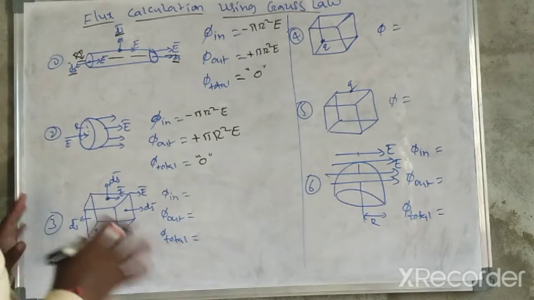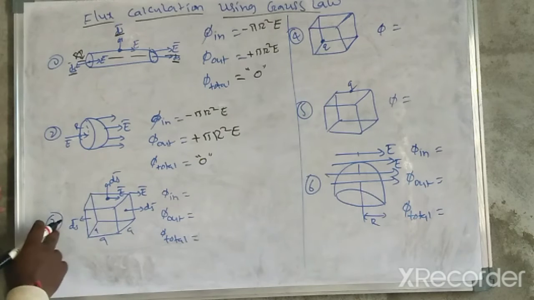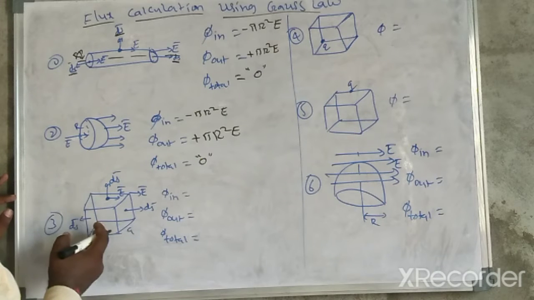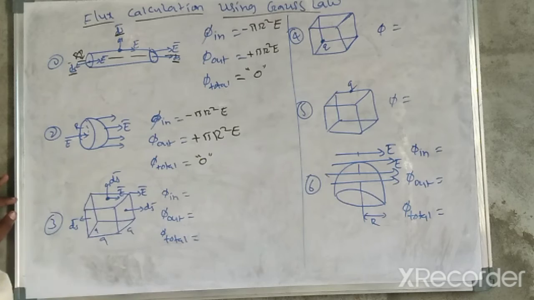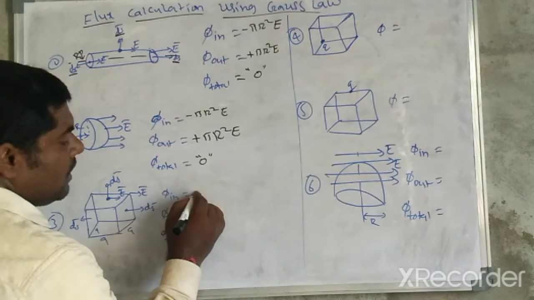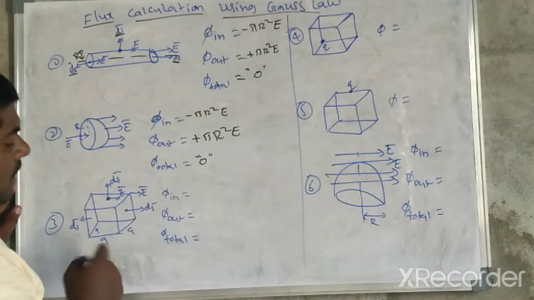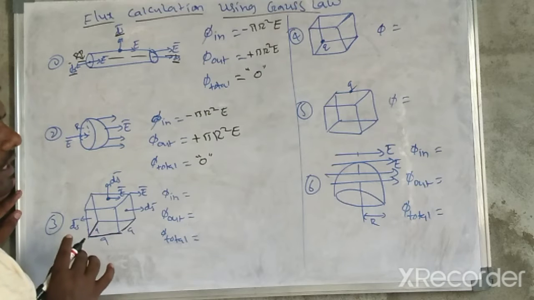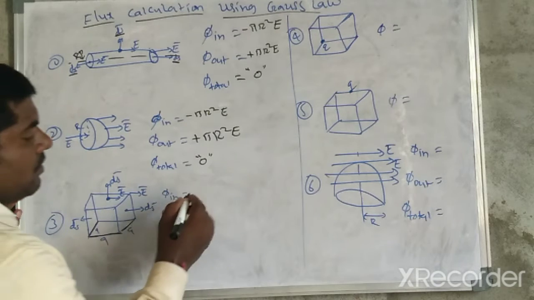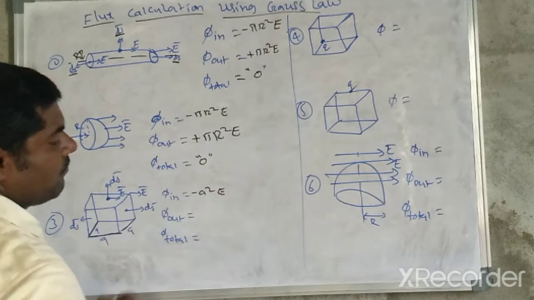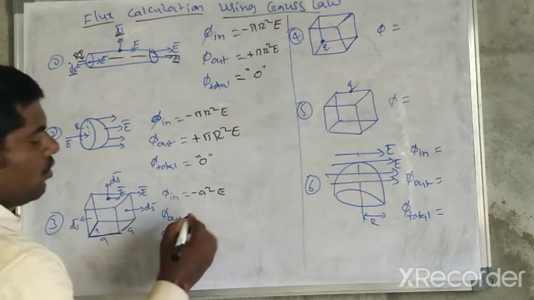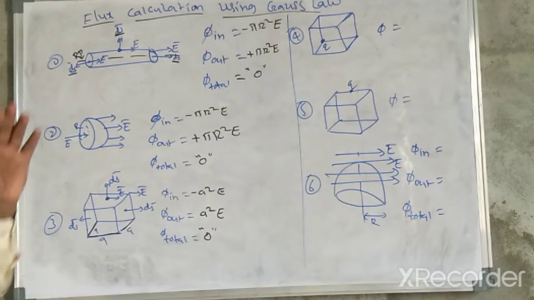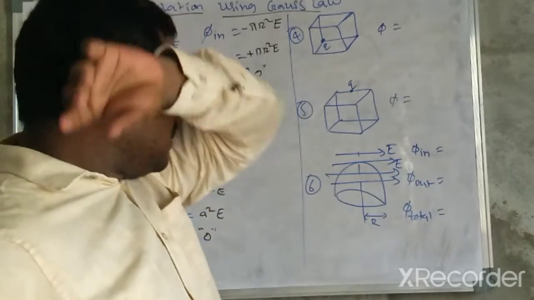Now here is a cube, where the electric flux enters the cube inside the electric field. The area times electric field: each side is A, so the area is A square. So the flux entering is minus A square E, and coming out of the cube is plus A square E. The total is 0.